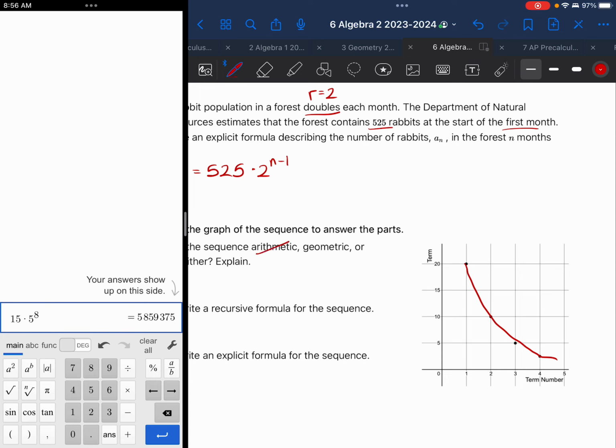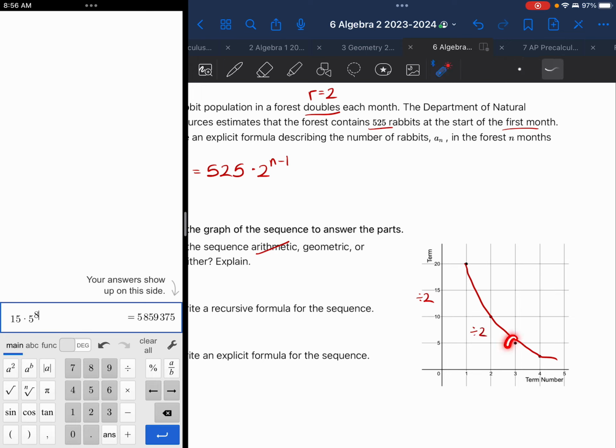So let's cross that off. It might be geometric, and to prove that, let's look at the numbers. To get from 20 to 10, it looks like I divide by 2. So we'll say divide by 2, and then I have to keep continuing that pattern. To get from 10 to 5, I again divide by 2.